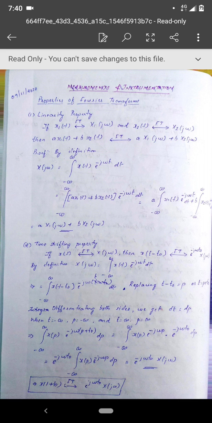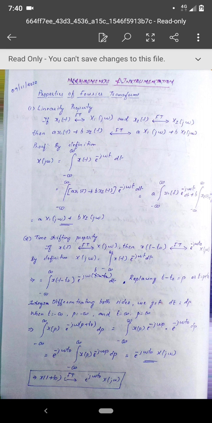First we'll see the linearity property. We know that they have to obey the principle of homogeneity as well as superposition, so we are considering those two principles in this linearity. If x1 of t leads to x1 of j omega, what is x1 of j omega? X1 of j omega is nothing but the Fourier transform of x1 of t. Likewise, x2 of j omega is the Fourier transform of x2 of t.